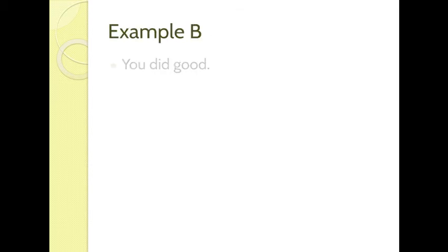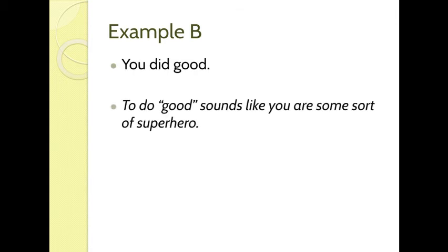Next example. You did good. Okay? So to do good sounds like you're some sort of superhero. You're doing something good, as opposed to doing something evil. In this case, you probably mean you did something well. What is that thing you did? Is it you sang? We sang well. You didn't sing good, unless the name of a song is Good. You did something well. You sang well. You ran well. You spoke well. Again, it describes the high quality of an action. So that's adverbs. Good is an adjective describing a noun.